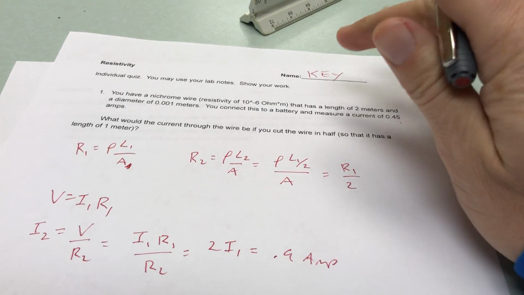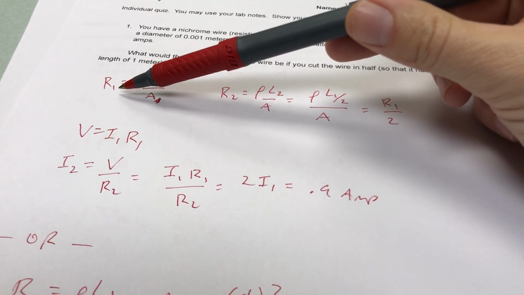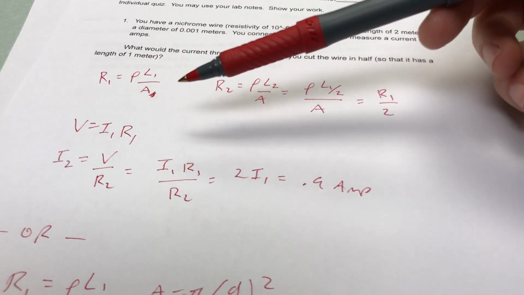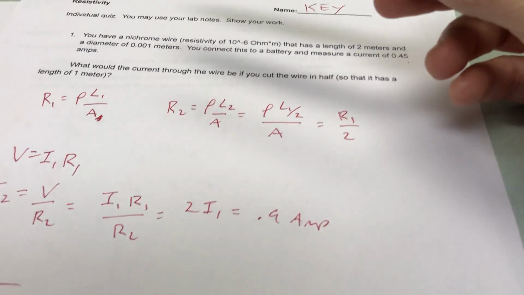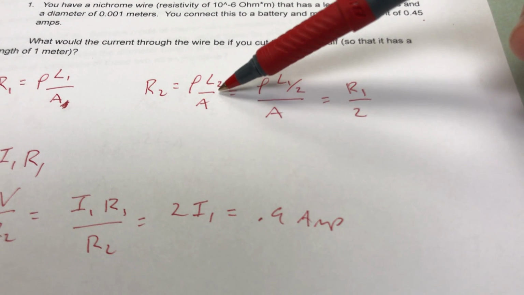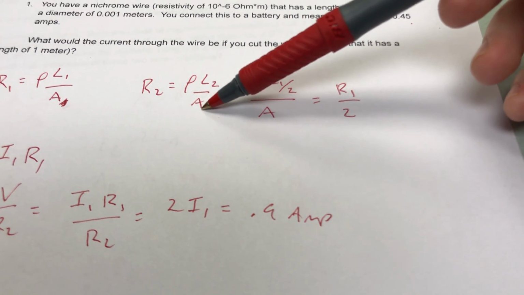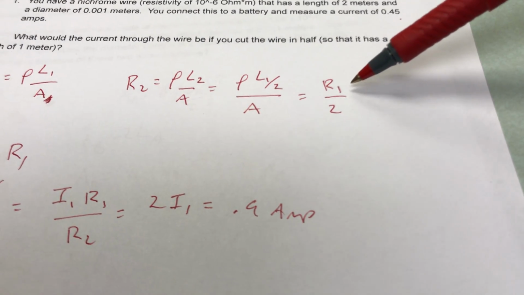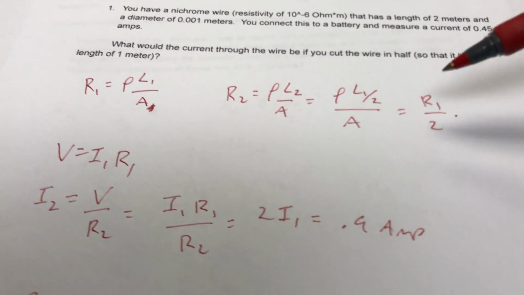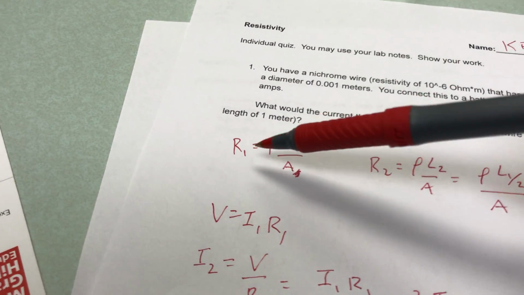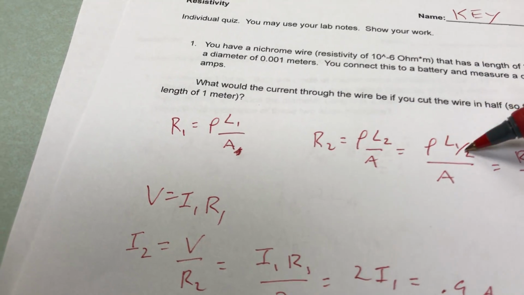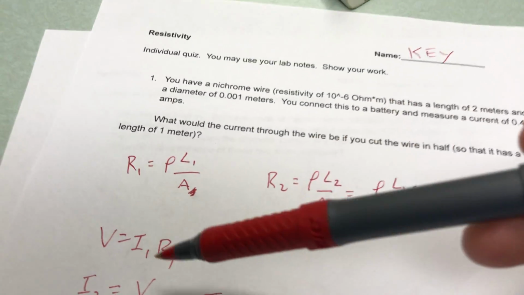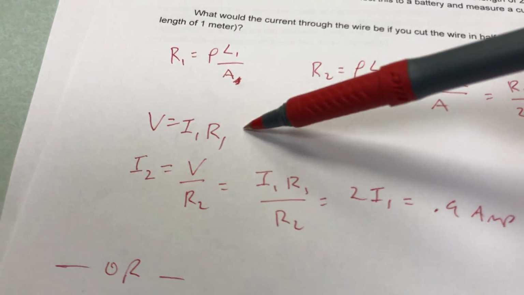Okay, so there's two ways to do this. Number one, let's say R1 is the resistivity times L1 over A1. Whatever that may be, don't really care. R2 is L2 over A, the same diameter, same area. But I cut it in half, so this turns out to be a resistance that's half of R1 because the length is half.